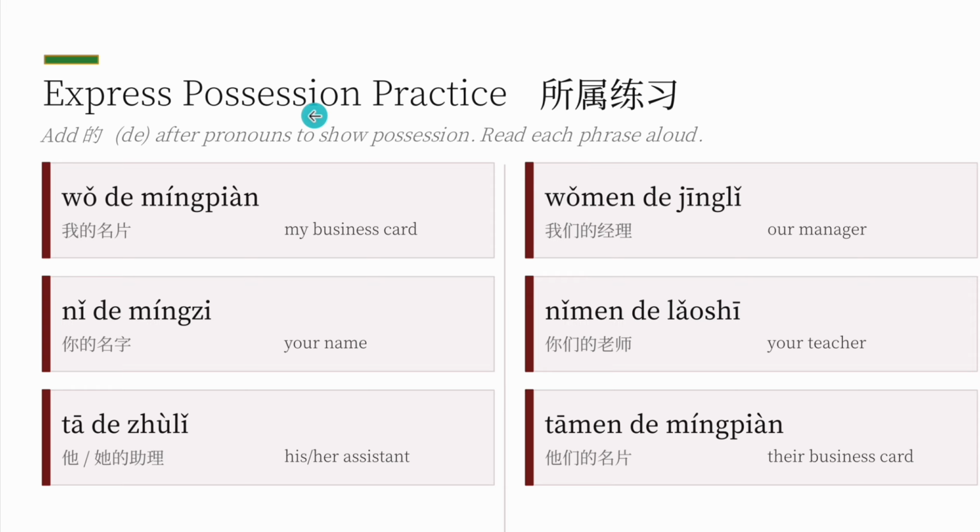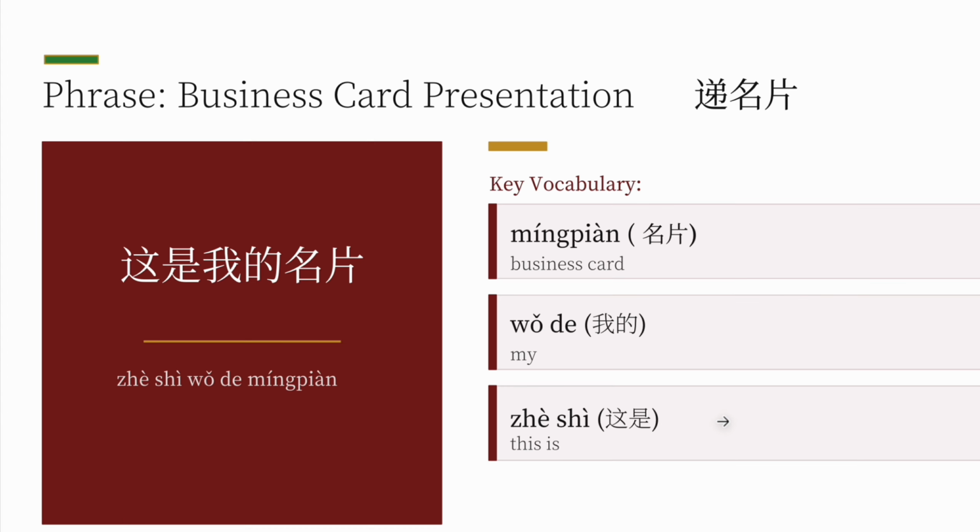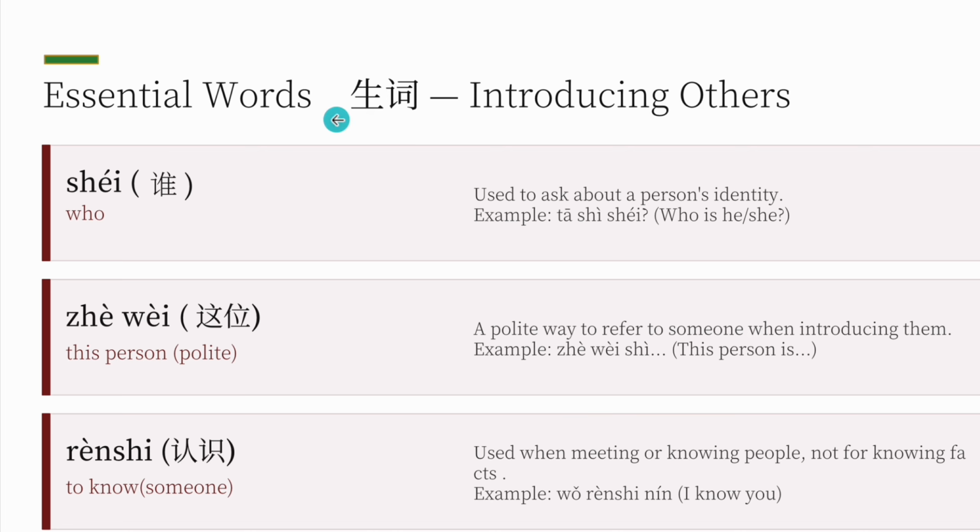Let's practice possession. Repeat each phrase aloud twice. 我的名片，你的名字，他的助理，我们的经理，你们的老师，他们的名片。这是我的名片。We're already familiar with this. 这是 means this is. 这是我的名片。Let's learn new essential words for introducing others.